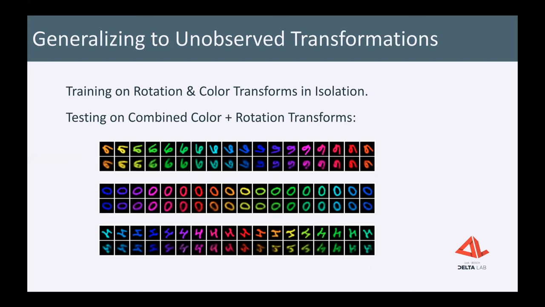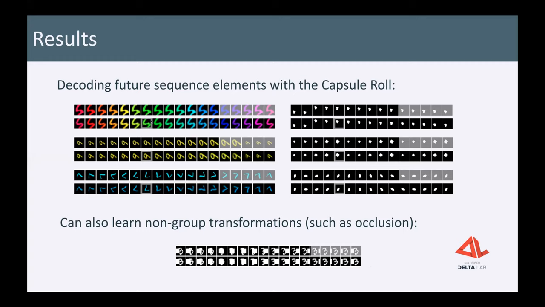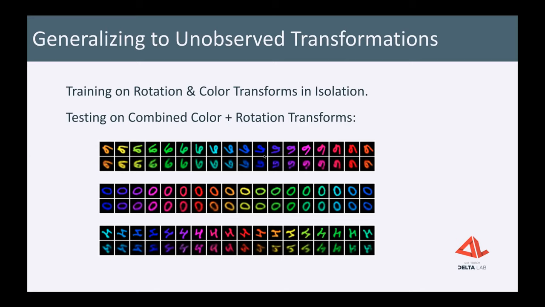Kind of the most interesting finding that we have, I think, is that we train the model on separate color and rotation transformations. We never combine the two when we're training the model. And yet, if I present the model with a combined color rotation transformation, we can actually decode that new transformation nearly perfectly, meaning that the capsules that the model has learned are a factorized representation of this larger transformation space, which can be recombined flexibly. So we can combine color and rotation and scaling without having to learn all of these combinations.